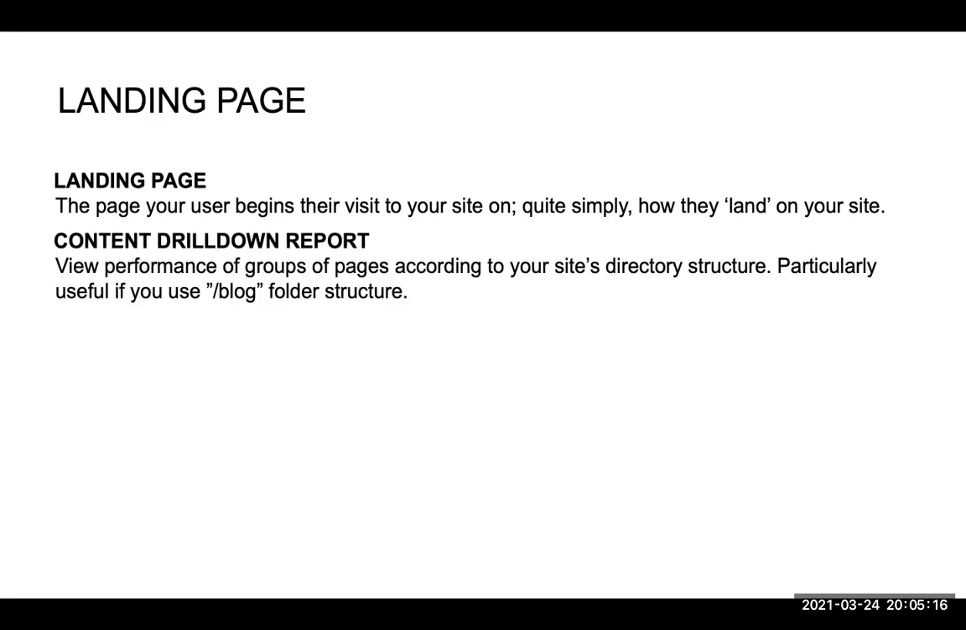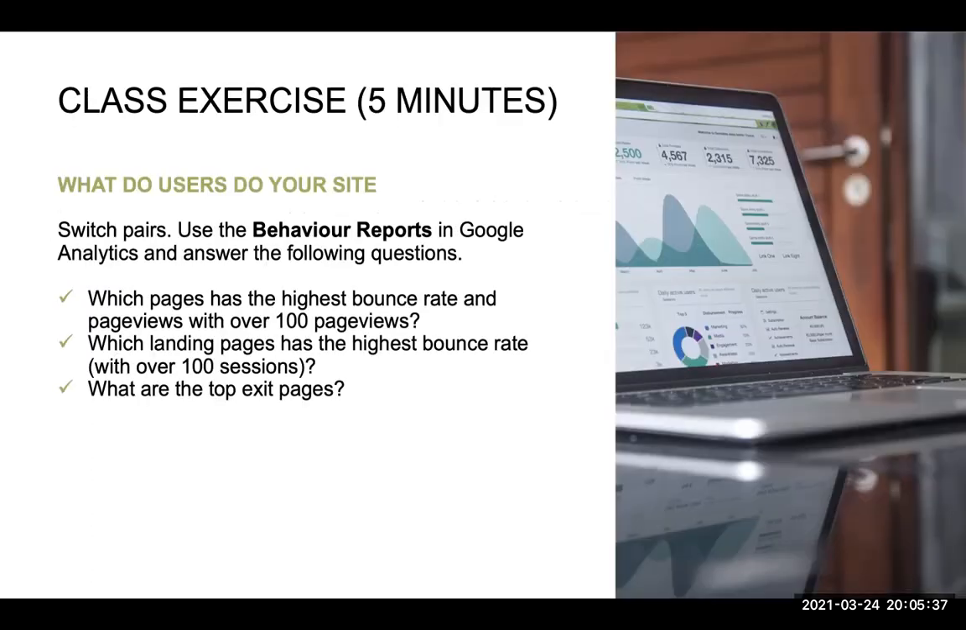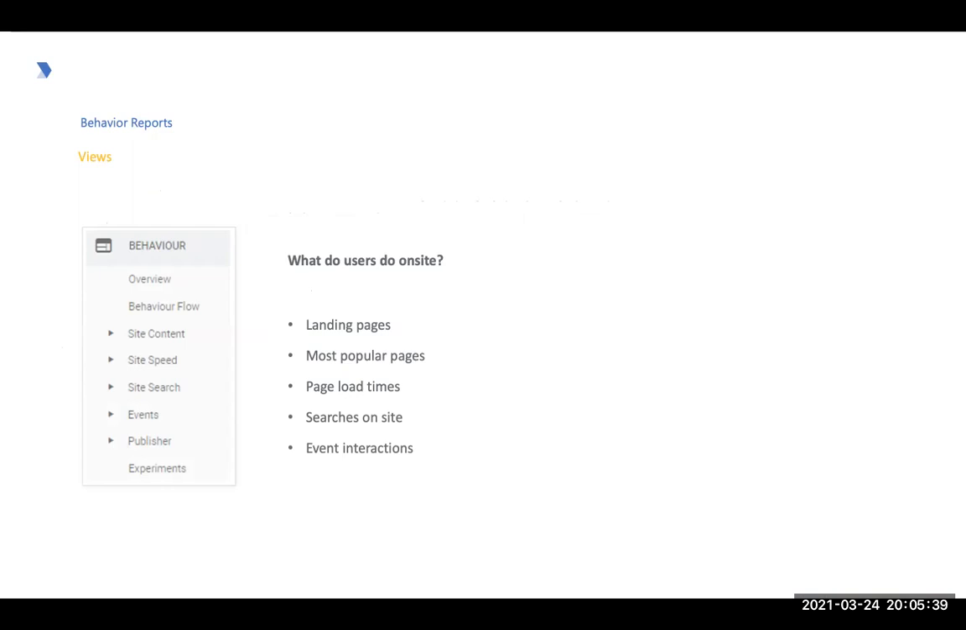Content drill down report views performance of groups of pages according to your site's directory structure, particularly useful if you use a blog folder. So remember, when you said content, you're looking at which content on your website the user or users are interacting with. Exit pages, which pages are they leaving your site from? All right, we're not going to do this yet. So let's look again now. So for behavior, you can comment on these specific things: landing page, most popular page, page load times, search on site, events, interaction.